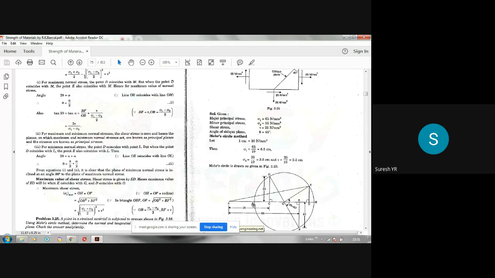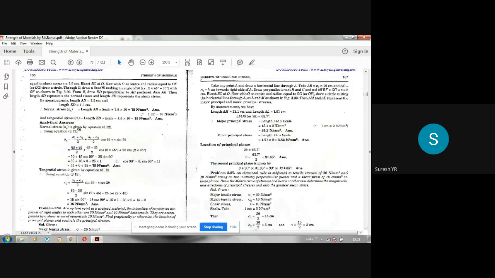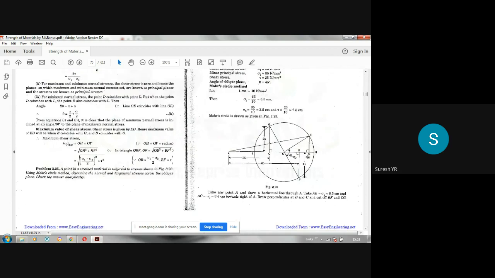You will get it in Newton per millimeter square, because we have taken 1 centimeter equal to 10 Newton per mm square. So he has given the answer here in this problem. You can see this is the answer: 75 Newton per mm square, so that means 7.5 centimeters. You have got the length of AD as 7.5 and the length of ED as 1.5. That means this is the normal stress, and this is the shear stress.